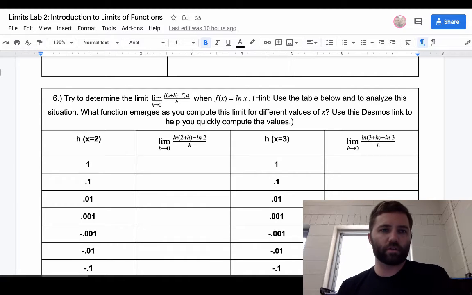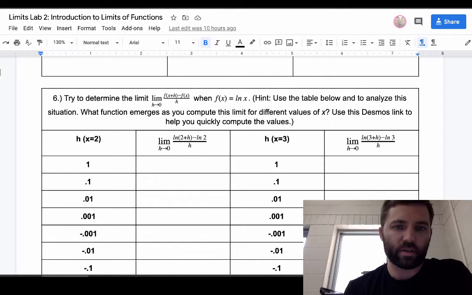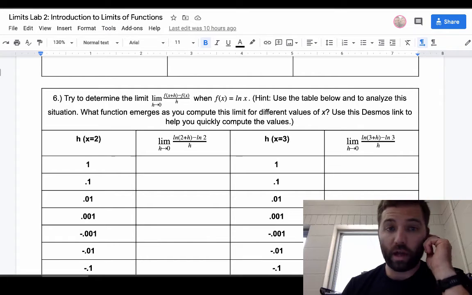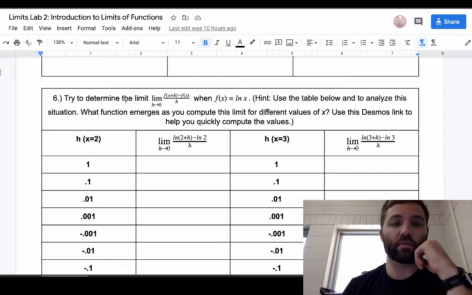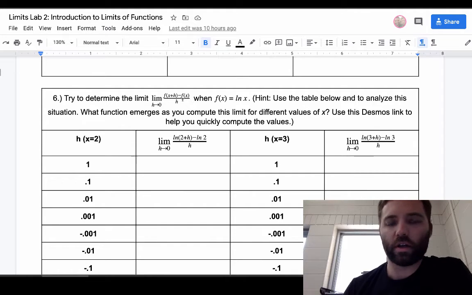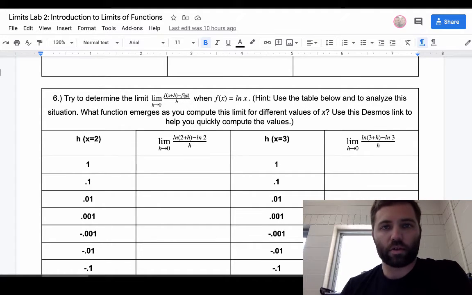Okay, I just wanted to put together a short video here talking about number 6 on the Limits Lab document, since some of you will be in class, some of you will be at home when doing this. So in number 6, we're trying to determine this limit. Now it's maybe not intuitive, based on the problems that you've done up until now, how you would compute that.